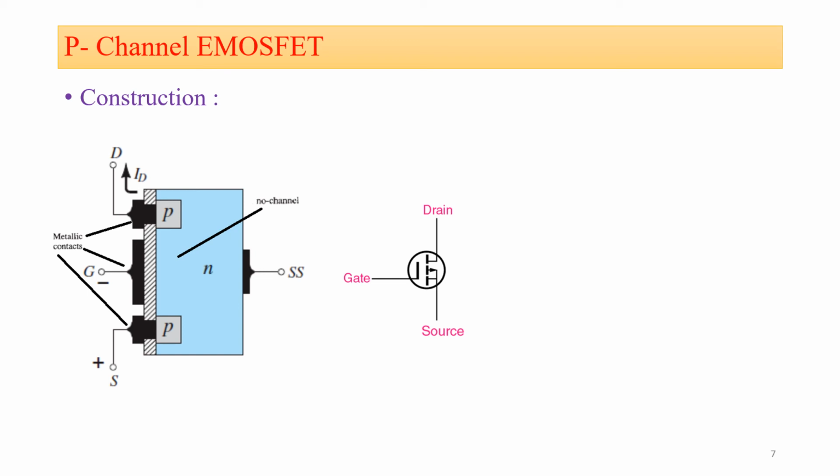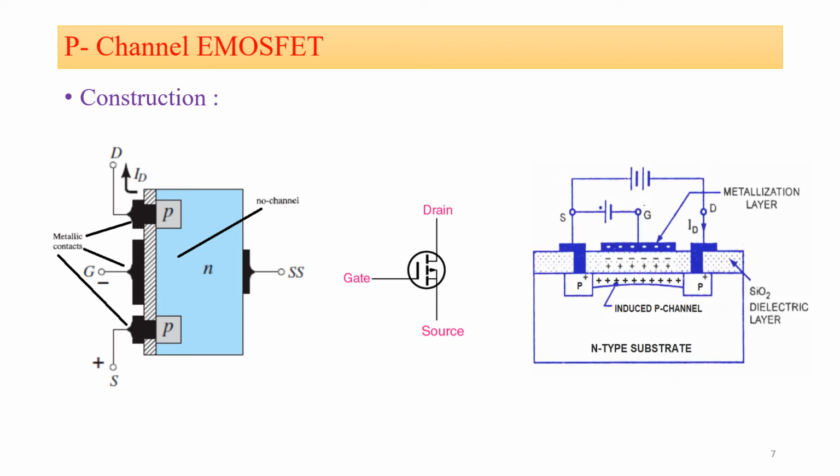And second picture shows the symbolic representation of the P-channel e-MOSFET. Now this shows the working or the operation of the P-channel e-MOSFET. Again, the objective for this topic is also the same, to enhance the channel between two heavily doped P-type semiconductor material.